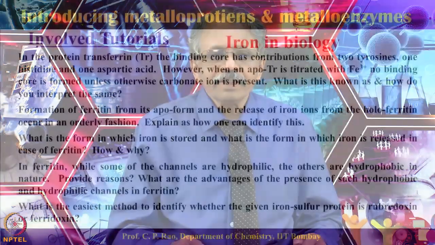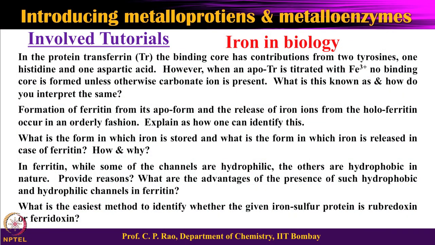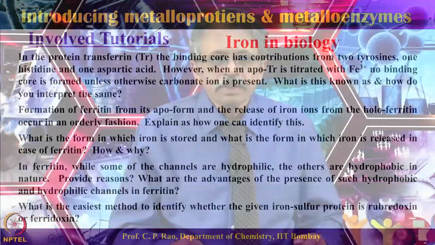Okay, let us come to the next question. What is the easiest method to identify whether the given iron sulfur protein is rubredoxin or ferredoxin? So, what is the easy method to identify that something is missing? The inorganic sulfur or sulfide. So, what is the easier method to identify sulfide ions, whether the given iron sulfur protein is rubredoxin or ferredoxin? Okay. So, how do you find?